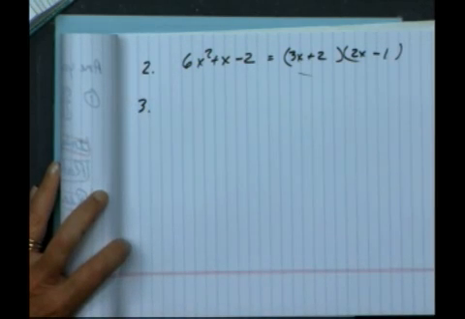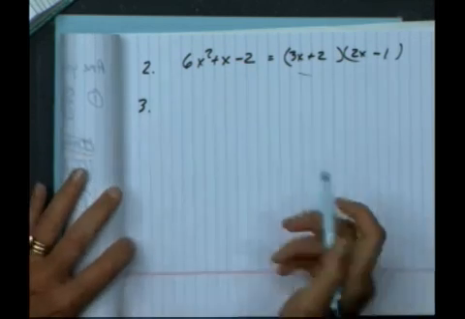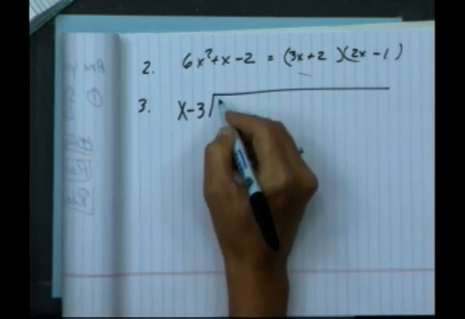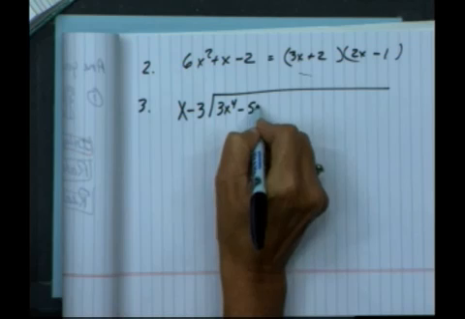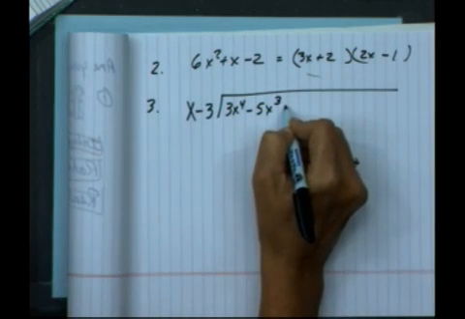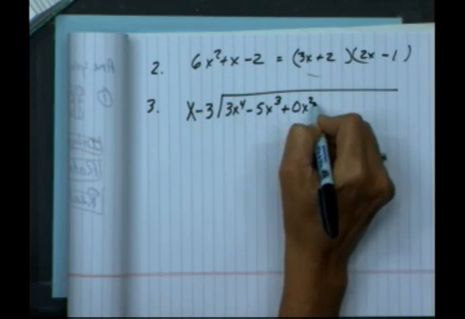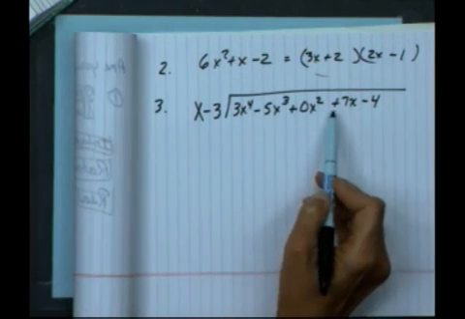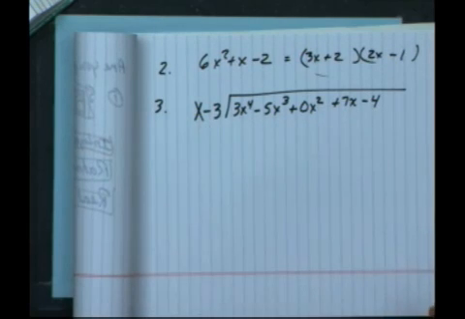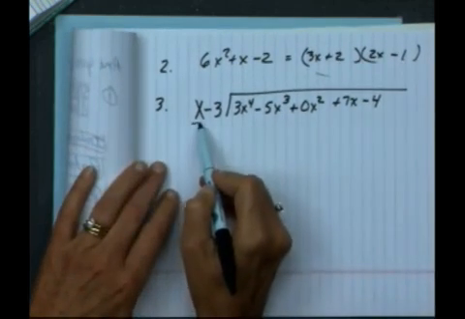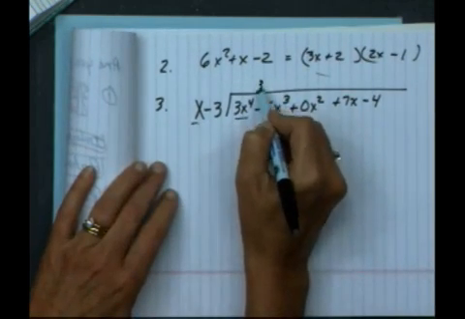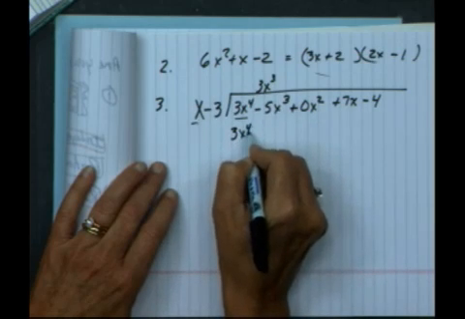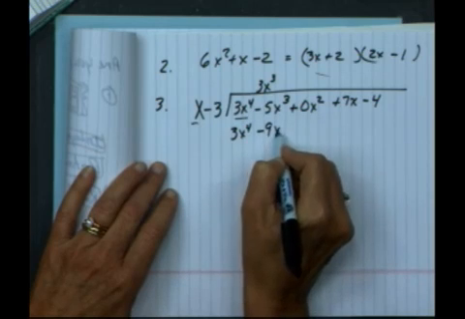Did you guys do long division? All right, long division. x minus 3 into 3x to the 4th minus 5x cubed, I'm going to fill up every little placeholder, plus 0x squared plus 7x minus 4. You write your dividend in descending powers and your divisor in descending powers. x goes into 3x to the 4th, 3x cubed times. So 3x cubed times x is 3x to the 4th minus 9x cubed.